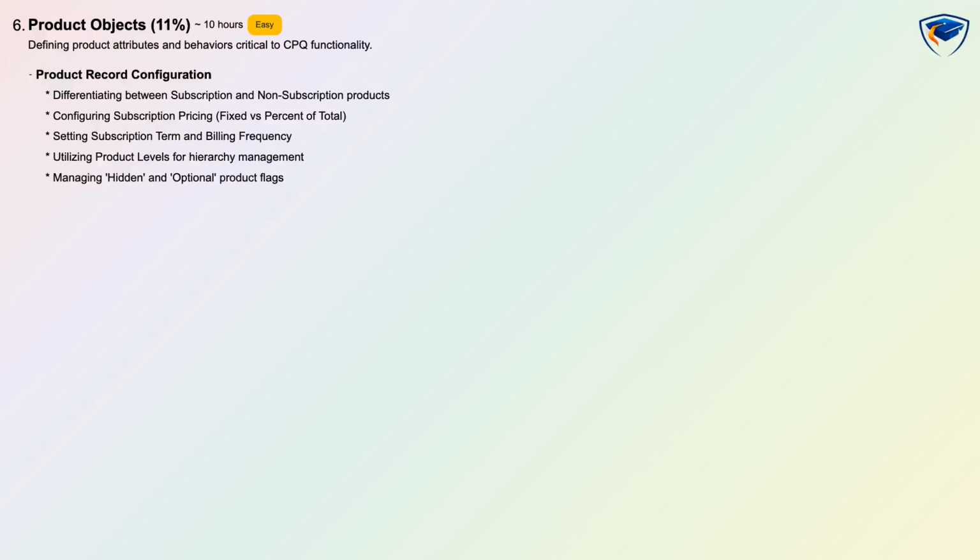Product objects is 11%, easy difficulty, with 10 hours of learning and conceptual plus scenario questions. This domain focuses on defining product records, distinguishing subscription and non-subscription products, and configuring subscription pricing such as fixed or percent of total. You will set subscription terms and billing frequency, use product levels for hierarchy, and manage flags like hidden and optional that affect CPQ behavior.